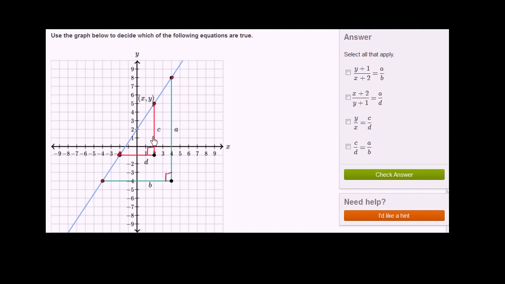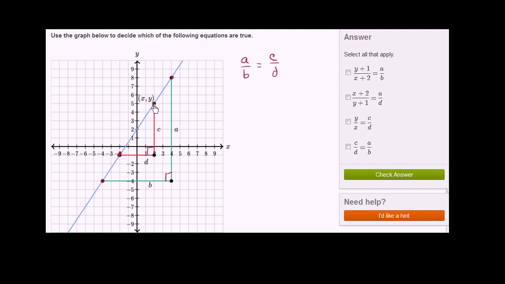And because they're all similar, the ratio between this vertical side and this base right over here is always going to be the same. So for example, we know that the ratio of A to B is going to be equal to the ratio of C to D. Now let's work through some of this other stuff right over here. So they say y plus 1 over x plus 2 is equal to the ratio of A to B. Let's see if that's right.